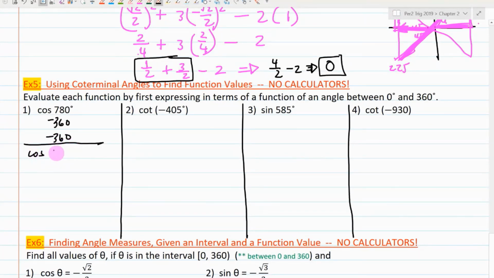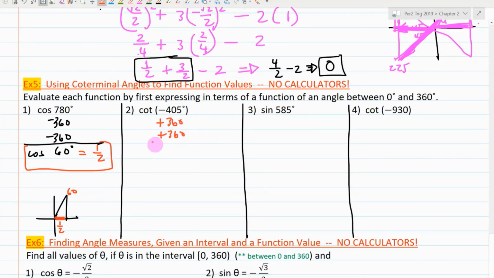You're going to get cosine of 60 degrees. Cosine is the x value. 60 is up here, cosine is the x, and the x is the short leg. For 405, if I add 360 twice, I will get cotangent of 315. If you just want to add it once, you could do cotangent of negative 45 if you wanted to. That's down here.